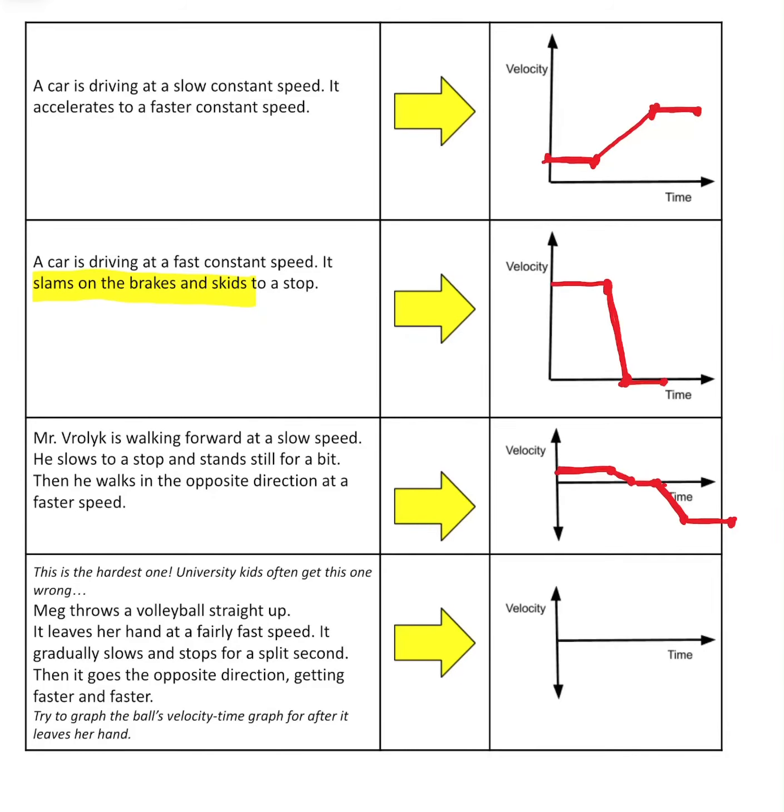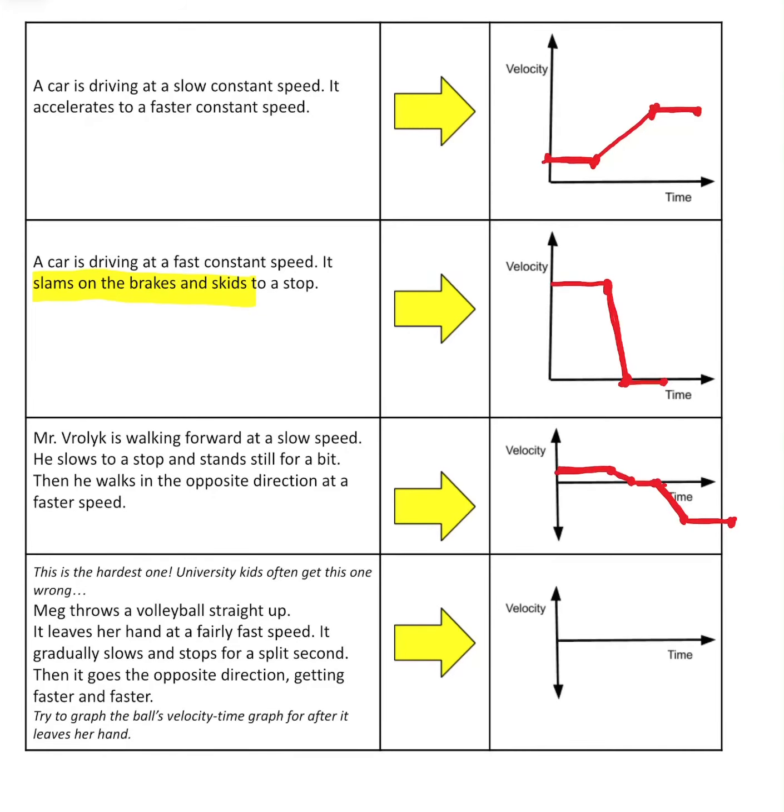Suppose Meg throws a volleyball straight up. It leaves her hand and it's going fairly quickly in the upper direction. It gradually slows down and stops, but it only stops for a split second. Then it starts going in the opposite direction, getting faster and faster. We're not going to worry about Meg, the action of actually throwing the ball. We're just going to focus on the ball when it's out of her hand. If we break it down, I think it's easier than if you just dive into it. But dive away, see what you can do. Pause the video if you need to think about it, but here's how I would tackle this one.